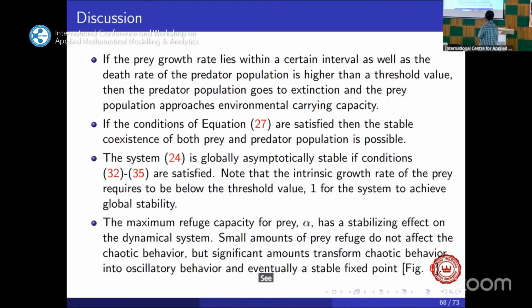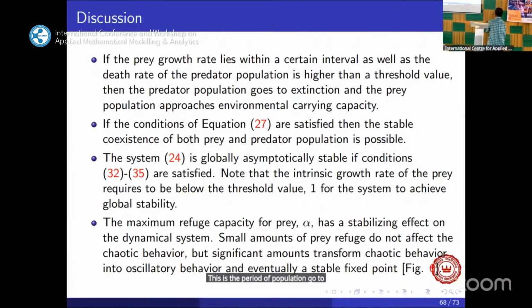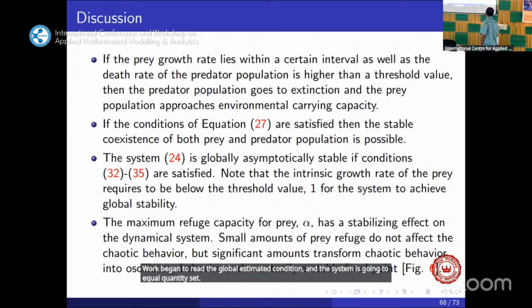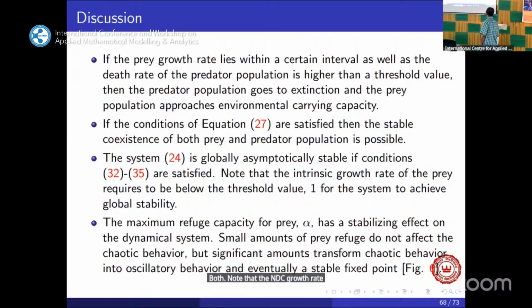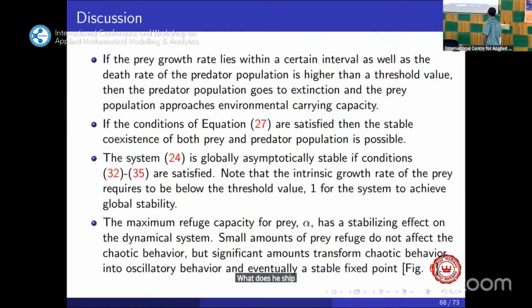See, if the prey growth rate lies in a certain interval, as well as the death rate of the predator population is higher than a threshold value, then the predator population goes to extinction and the prey population approaches the environmental carrying capacity. If the condition is sufficient, there is stable coexistence of both prey and predator. There is a global stability condition, and note that the intrinsic growth rate of the prey is required to be below the threshold value 1 for the system to achieve global stability.